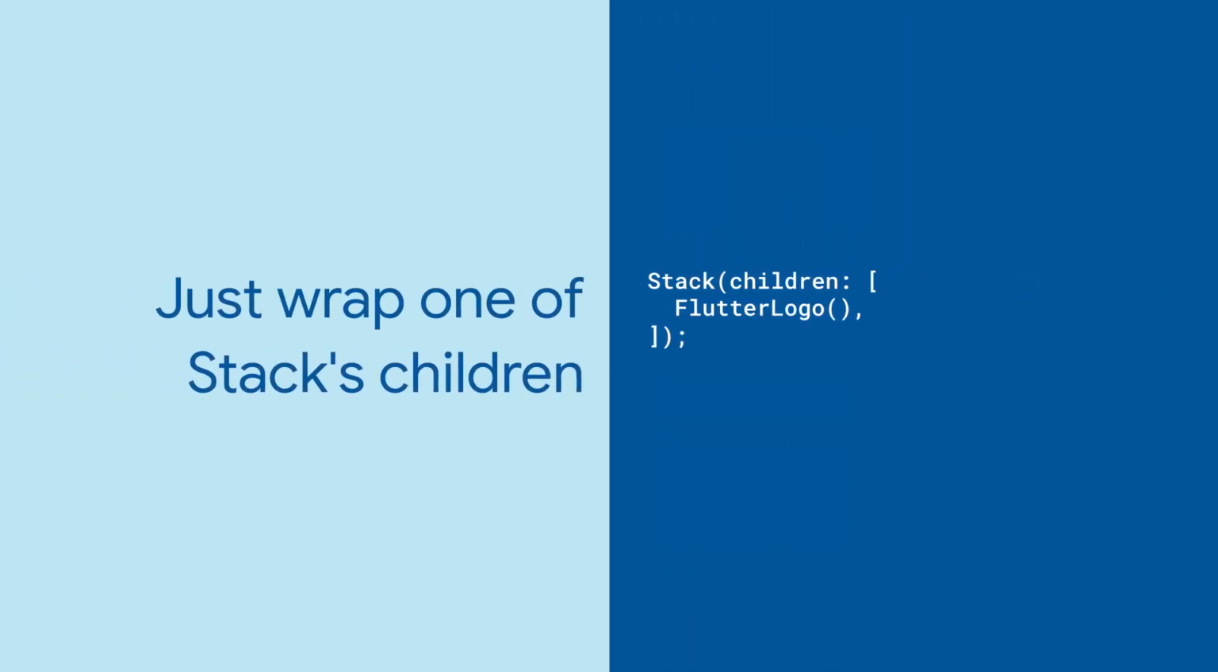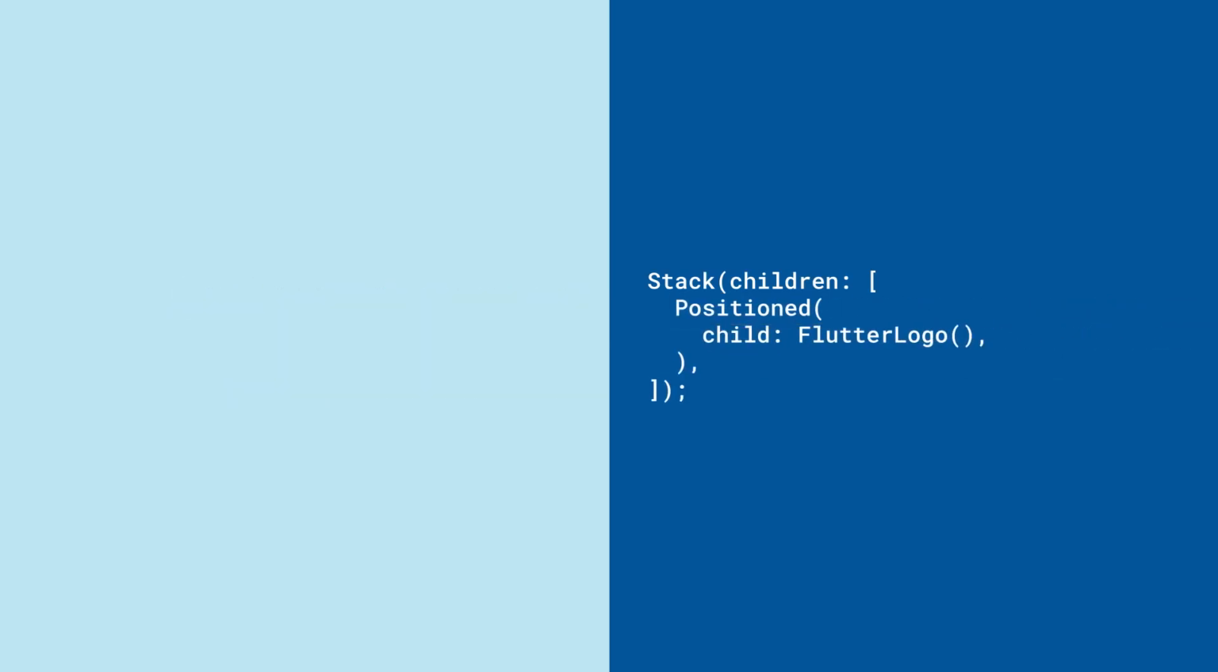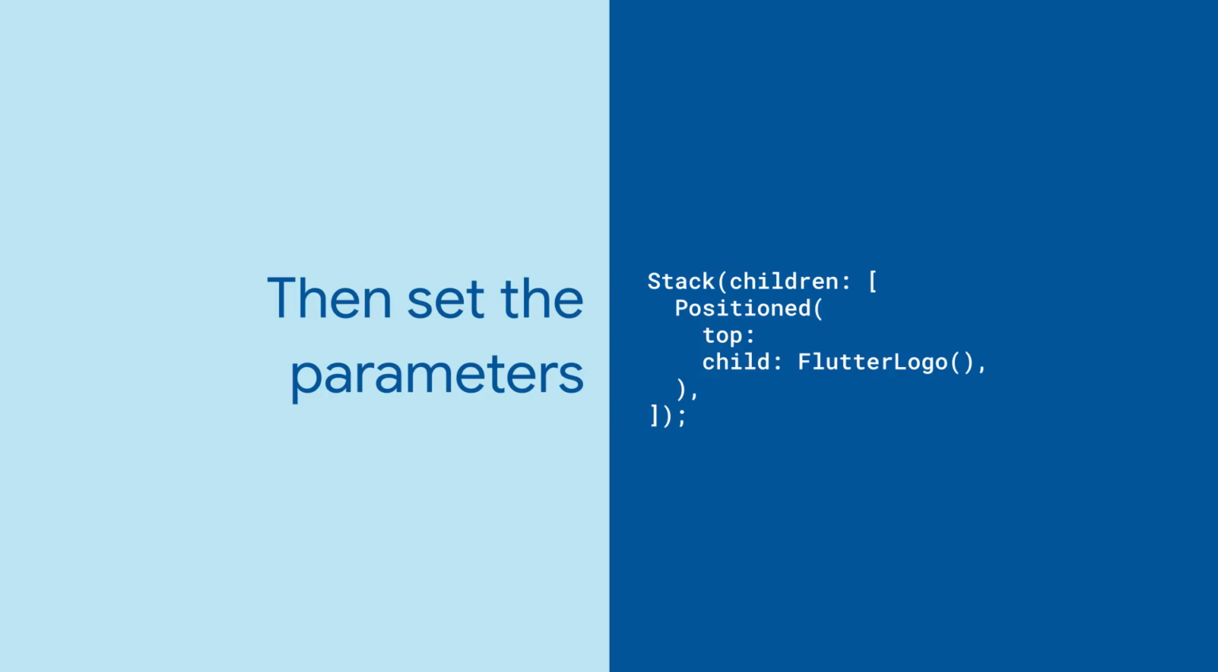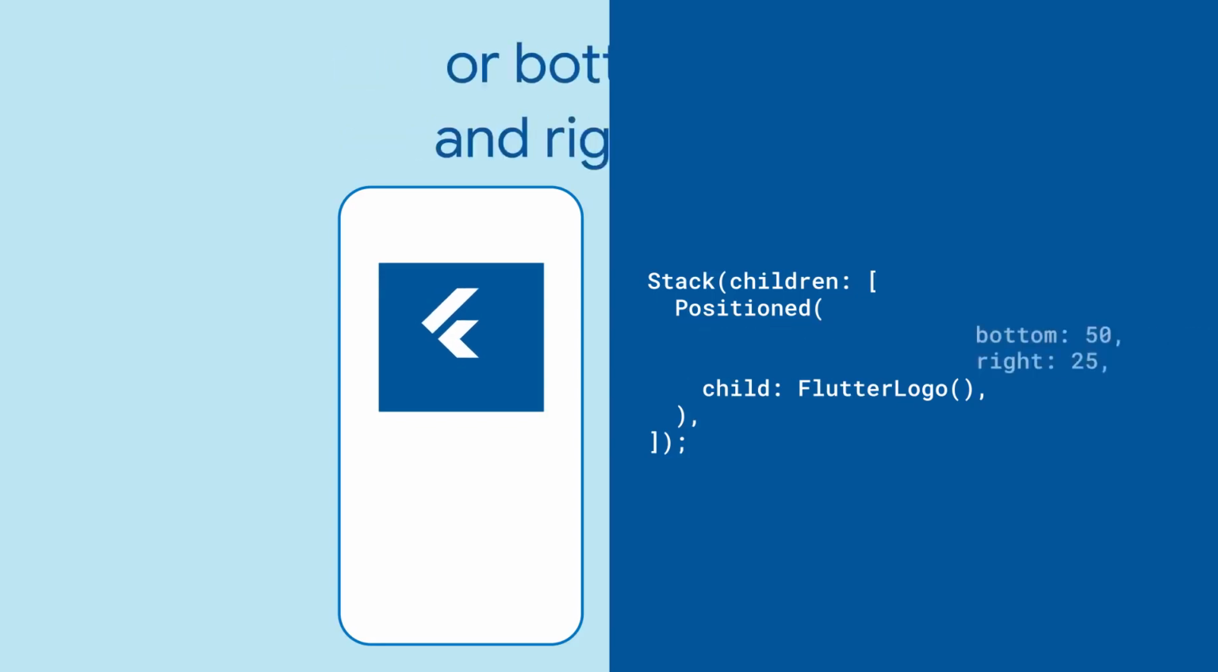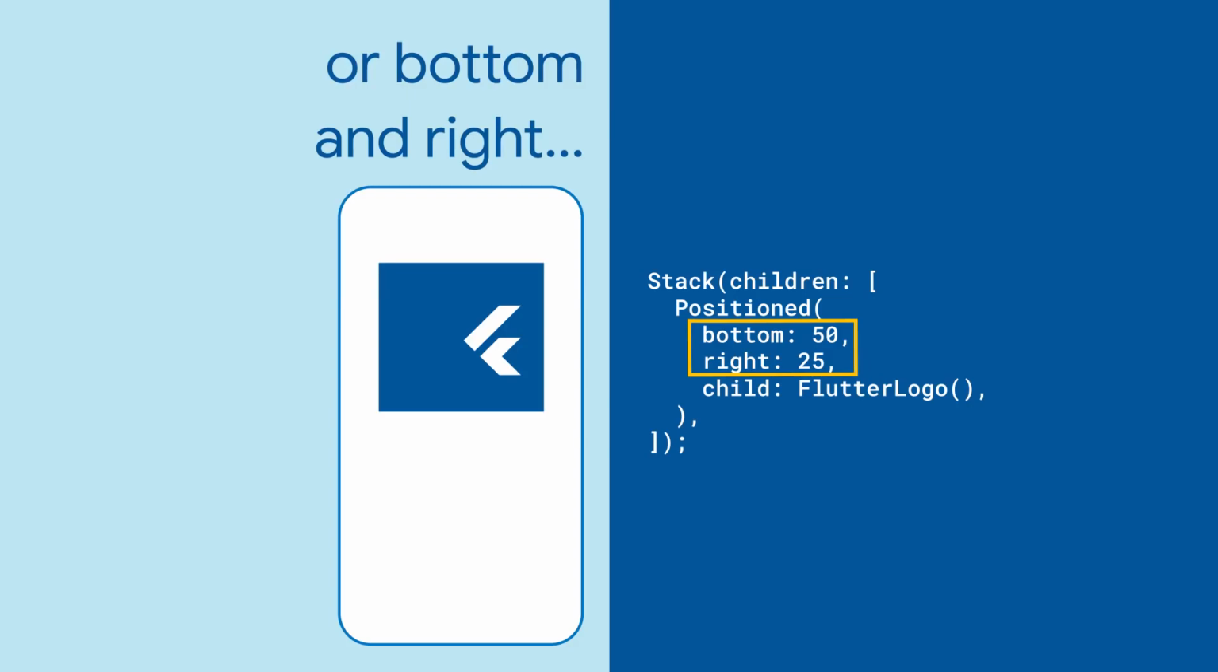First, let's wrap a widget in a Stack with a Positioned widget. Then, use a combination of the parameters top, bottom, left, right, height, and width to position the widget within the Stack. Here, we see a widget placed 25 down from the top and 50 in from the left. And here, we have the widget placed at 25 from the right and 50 up from the bottom.